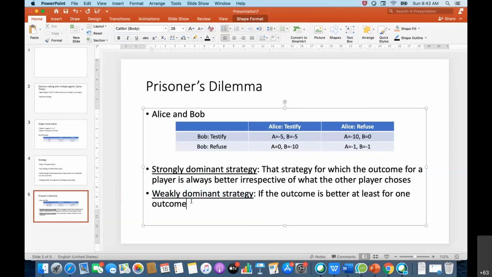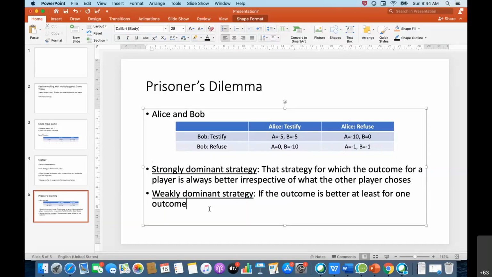Now there comes another terminology that is called Pareto optimum. That is, both the players, or all the players that are present in a game, are going to prefer that outcome. That is known as Pareto optimum. Okay, both the players will prefer this one, refuse and refuse. That outcome both of them will prefer.